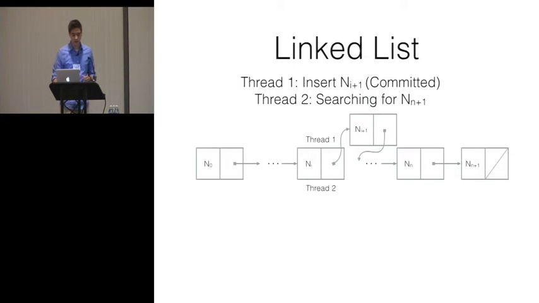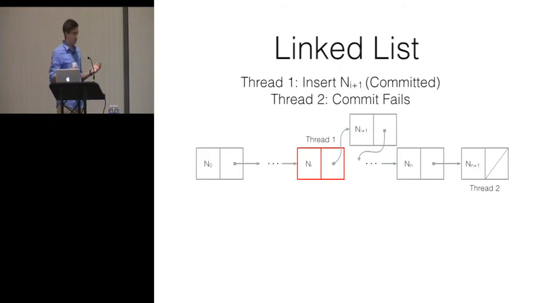Thread 2, on the other hand, has a little bit more work to do. It eventually makes its way all the way down to the end of the list, and it's ready to return, but it needs to make sure that it saw a consistent view of memory. Unfortunately, it read something that has since changed from the time that it started its transaction, so thread 2 goes all the way back to the beginning.